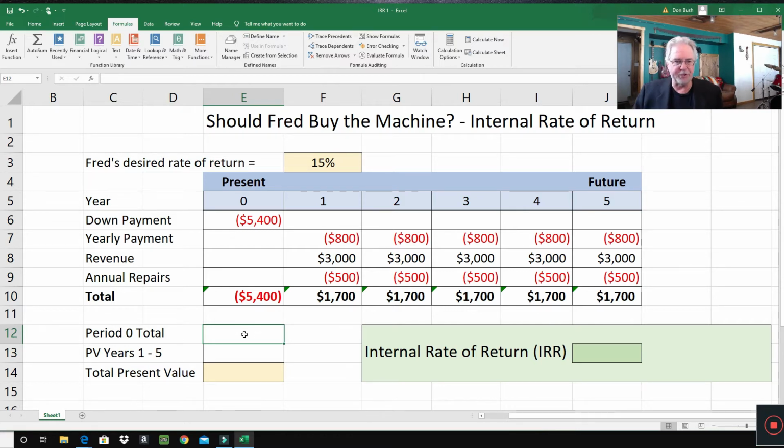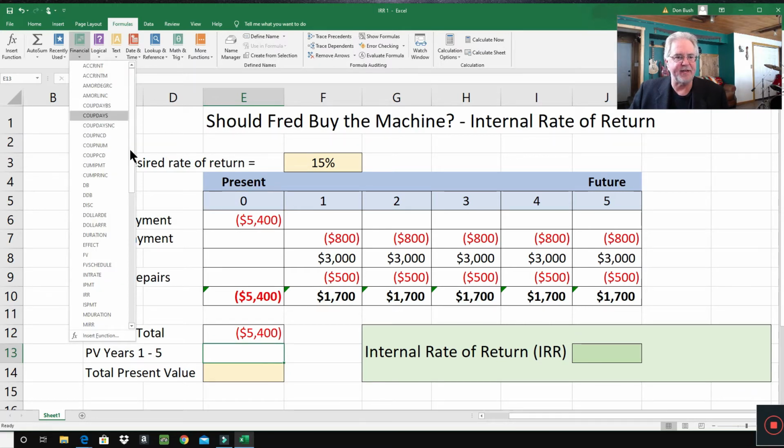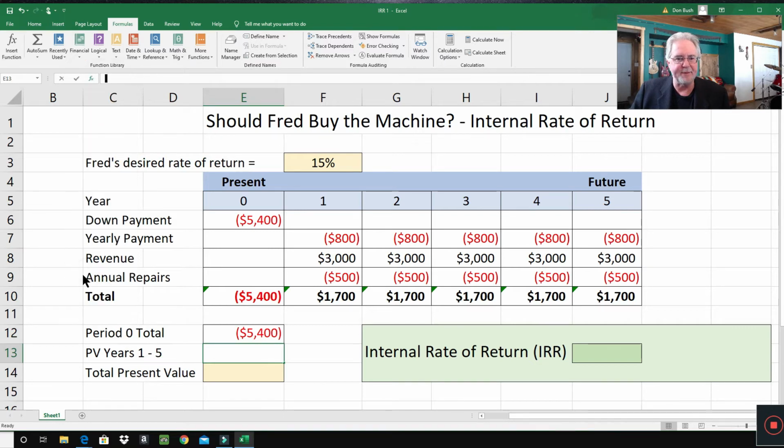What we're going to do is pull down this negative 5,400 and put it right here in this spot, because this negative 5,400 is already at the present and we do not need to do anything to it. So there it is. Next step, we need to find the present value for years 1 through 5. And for that, we'll use the computer here. So we go up to formulas, then financial, and then we go to NPV, net present value.